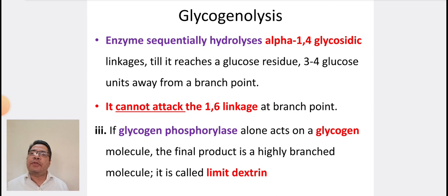The enzyme sequentially hydrolyzes alpha 1,4 glycosidic linkages till it reaches the glucose residue 3 to 4 glucose units away from the branching point. It cannot attack the 1,6 linkage at the branching point. If glycogen phosphorylase alone acts on the glycogen molecule, the final product is a highly branched molecule, and it is called limit dextrin.